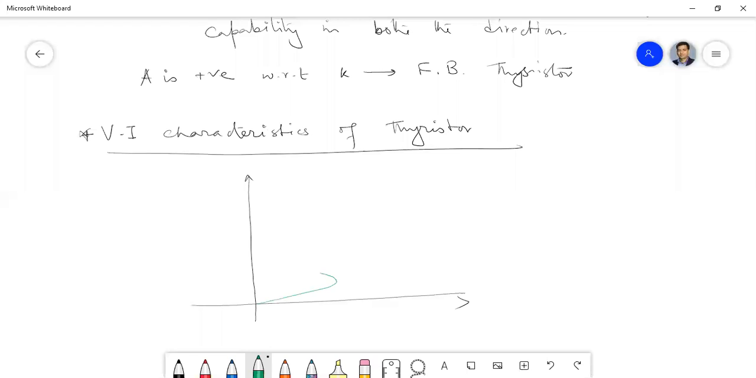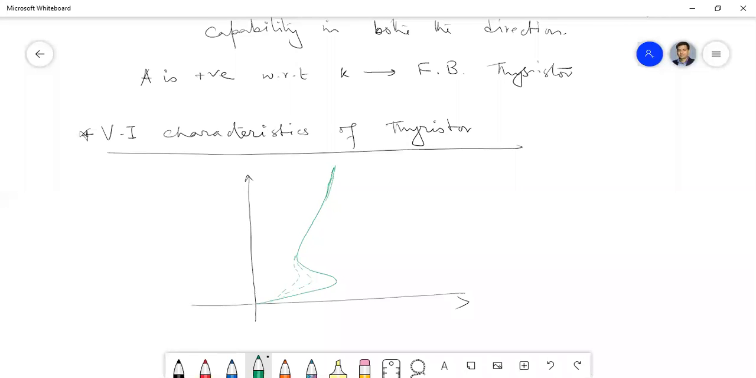It is like this. It's a straight line, and that is for a particular gate current. For different gate current, this characteristics will be different.